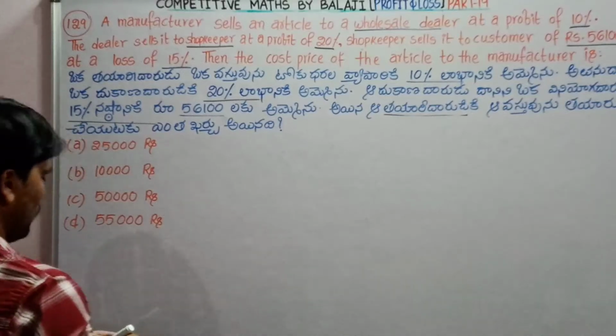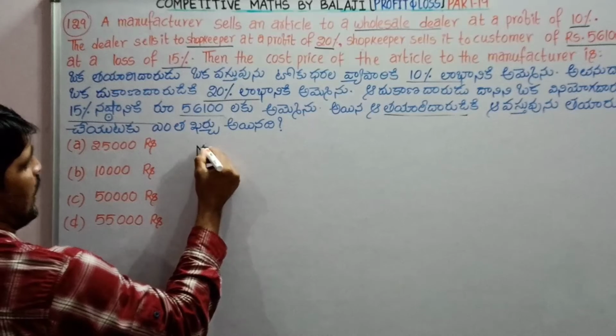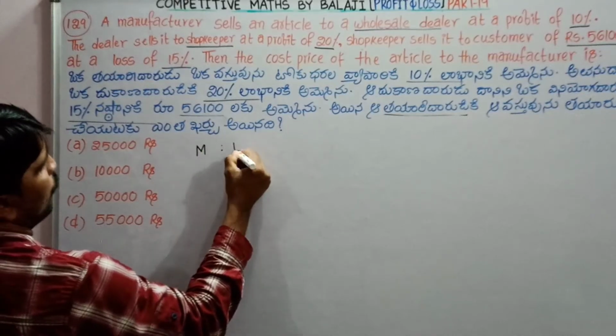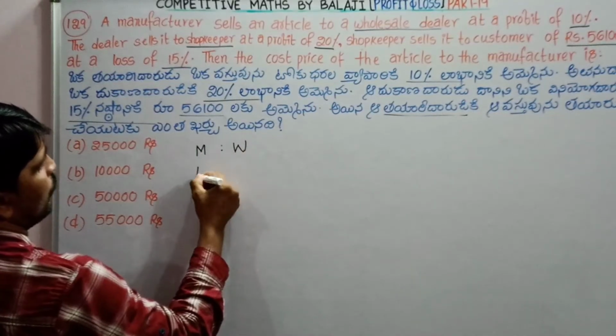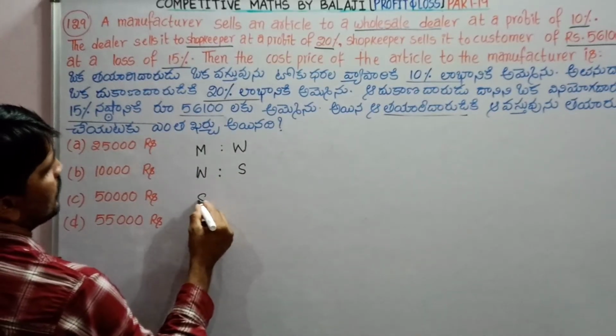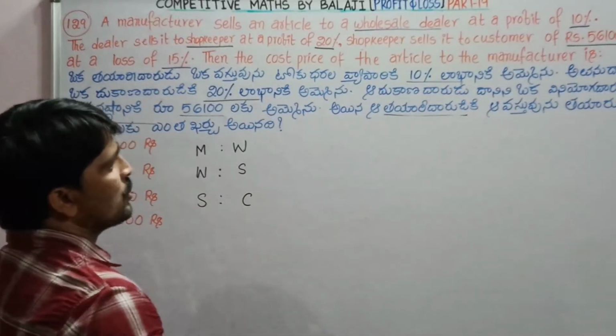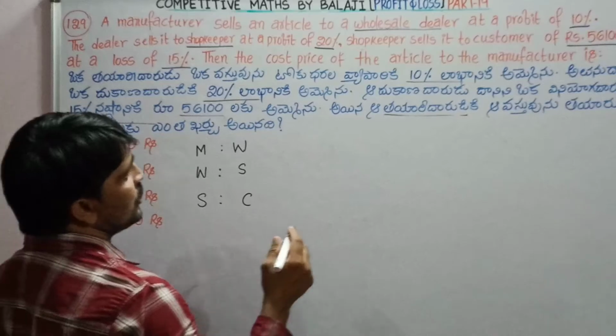Let's see. Consider the ratio method. Here the manufacturer sells it to wholesale dealer and a wholesale dealer sells it to shopkeeper. Shopkeeper sells it to customer. Consider the ratio of cost price to selling price in each case.